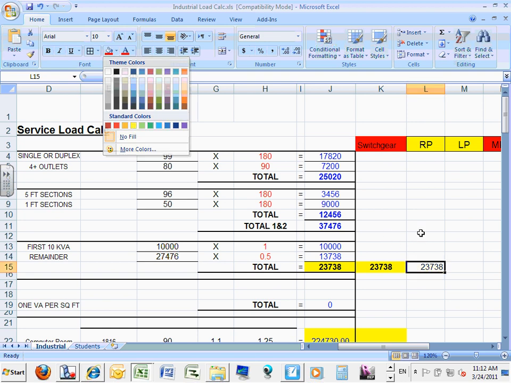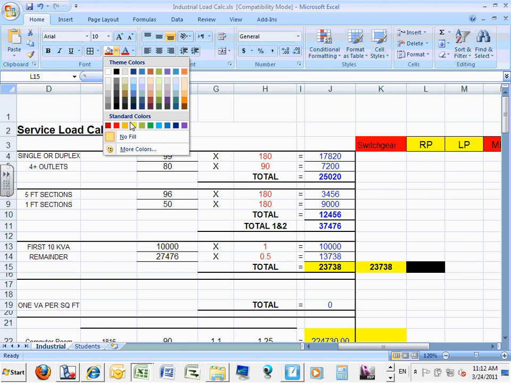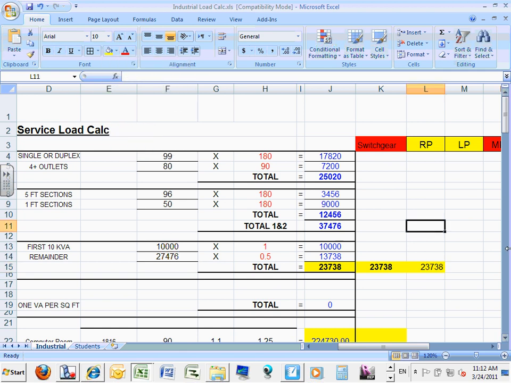Now this number, and I'm going to highlight it yellow, is my calculation. Can you guys see how my calculation here is yellow? So, did you see what I did, guys? Because this number, Camille, one second. This number is going to be seen by the receptacle panel, so I put it under receptacle, and also everything is going to be seen by the switch gear, so we just put it under the switch gear. Yes, Camille?